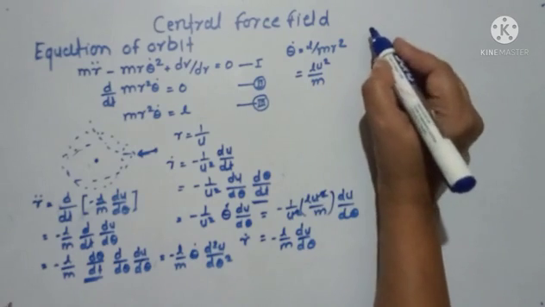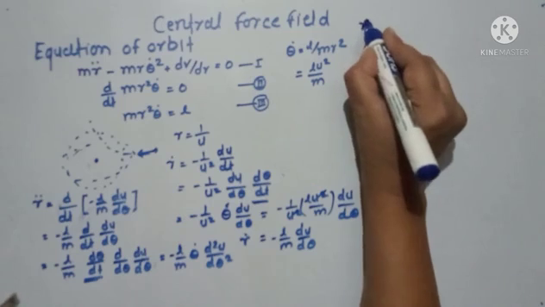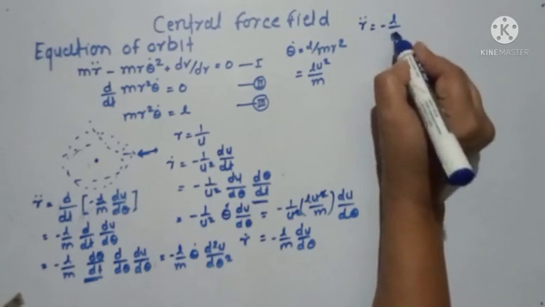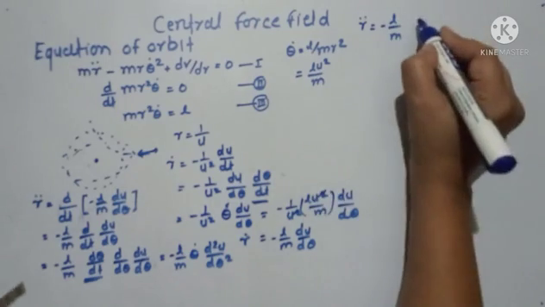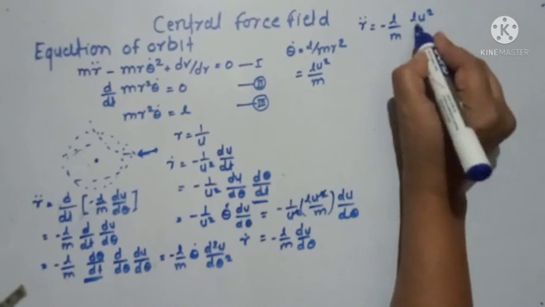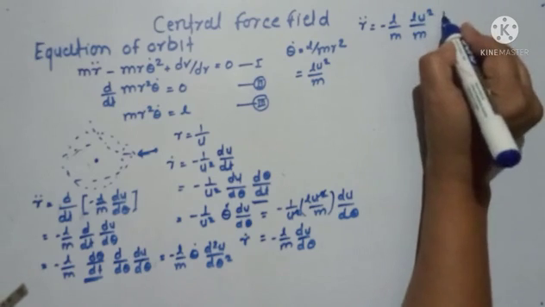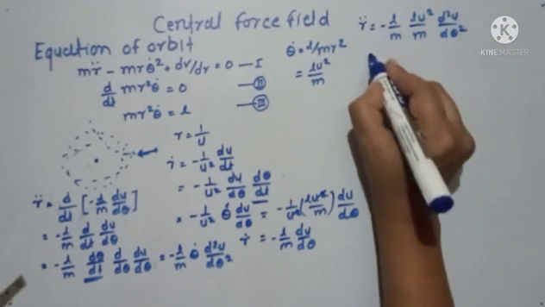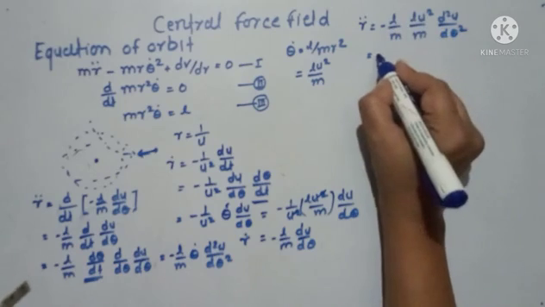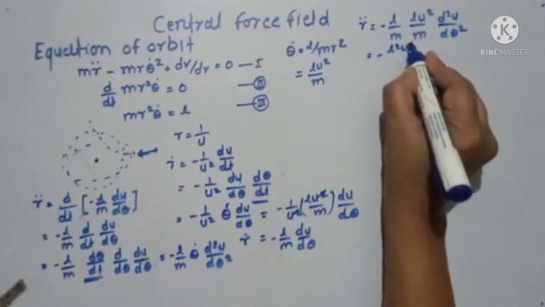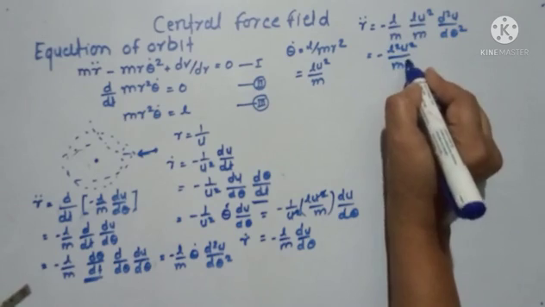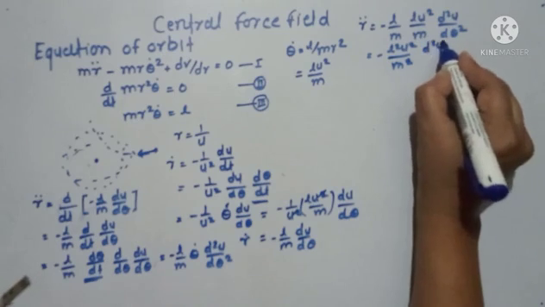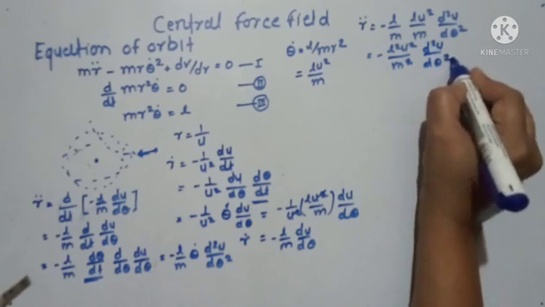So now I'm writing over here. This is r double dot, which is equal to minus L by m, the value of theta dot is L u square upon m, into d square u upon d theta square. So this will become minus L square u square upon m square into d square u upon d theta square.